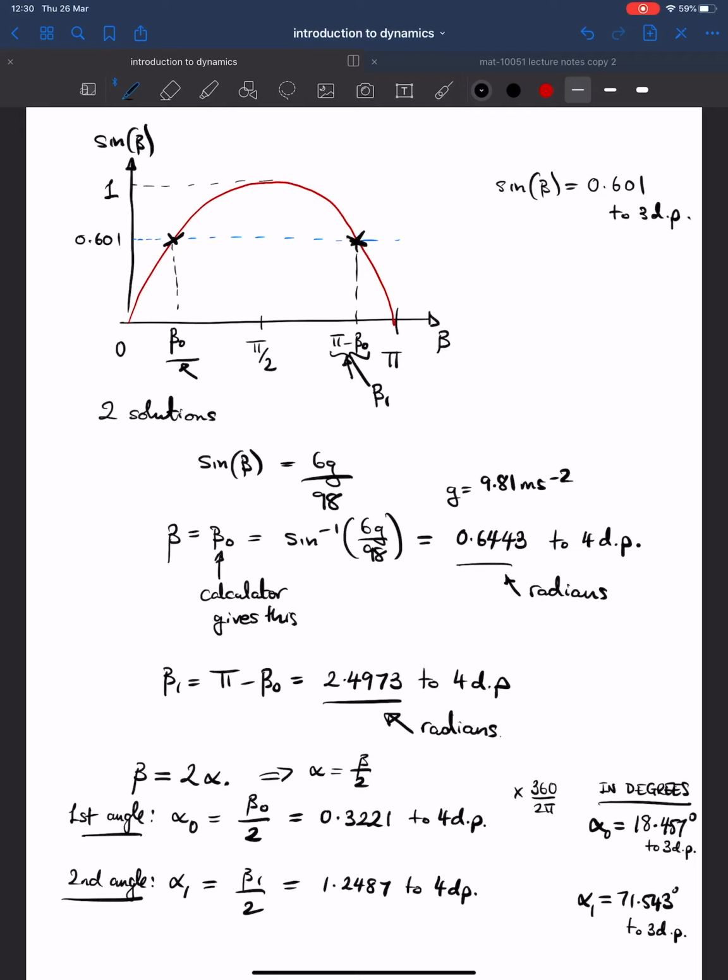And that's it. So 2 angles between 0 and 90 will achieve a horizontal distance of 75 meters if it's launched with the speed of 35 meters per second from the ground with this catapult. Okay, so that's the end of this example. So I'll see you around for the next one.